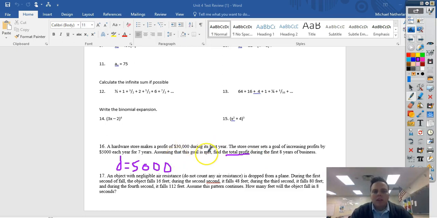This is an arithmetic sum. So I need to know the first term, and you could say I need to know the last term, but I don't really feel like writing an explicit formula. So instead I'm going to use this altered version of the sum formula, where S sub n is equal to n divided by 2 times 2 times the first term plus the common difference times n minus 1. Alright, so I'm just going to plug into my calculator. I'm not even going to write it all out.